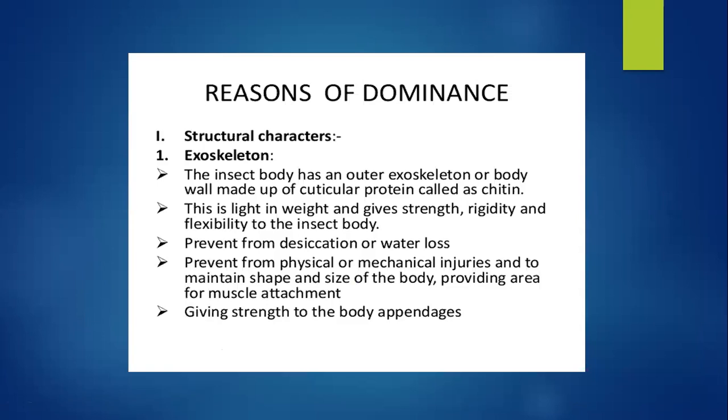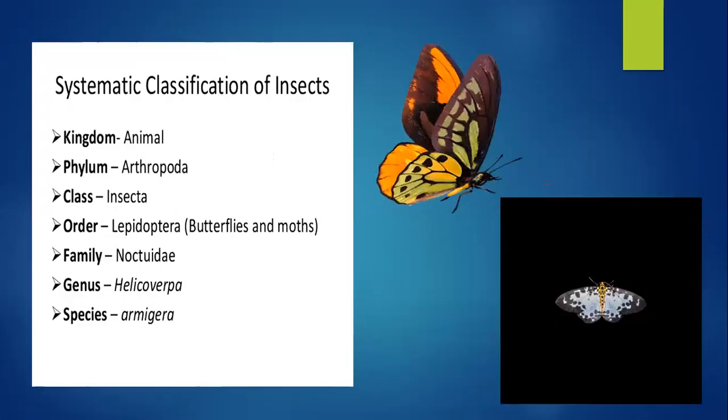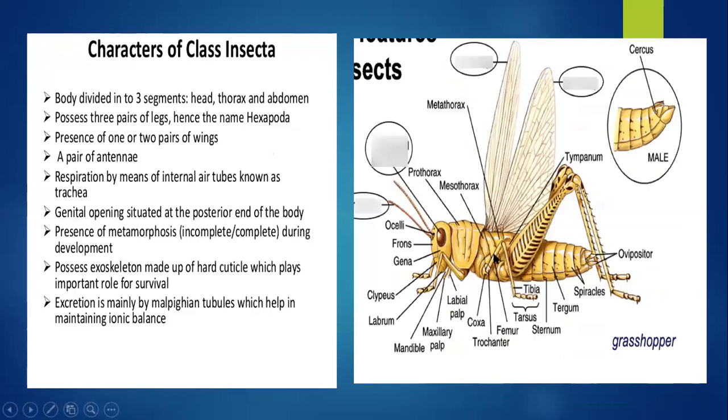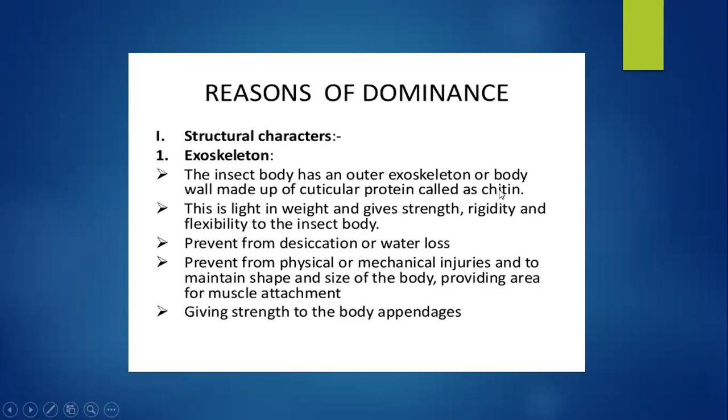So what are the main reasons for insect dominance in this world? Let us know a few of the characteristic features. Structural characters. As you have seen, the insect body has an outer exoskeletal or external skeletal structure, which is called the cuticle, right? This cuticle is made up of a protein called chitin. It is light in weight and gives strength, rigidity, and flexibility to the insect body.